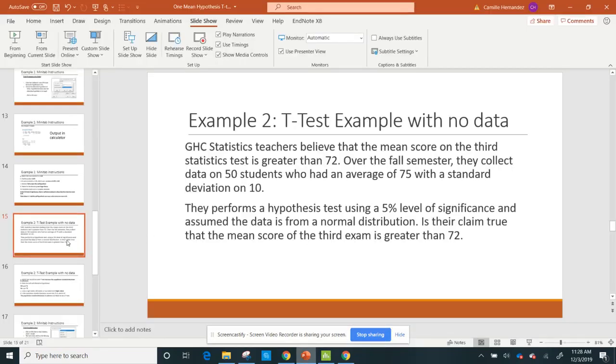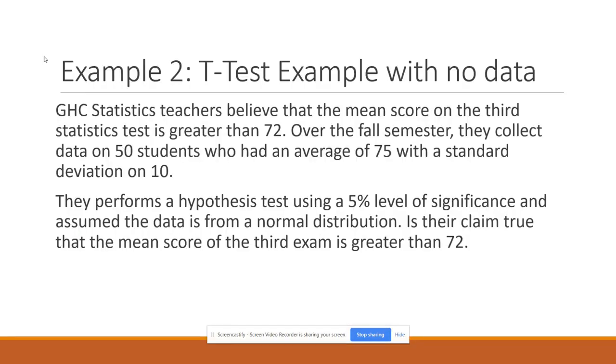So now we're going to keep going and do the second example with the t-test when you don't have data. GHC statistics teachers believe that the mean score on the third statistics test is greater than 72. Over the fall semester, they collected data on 50 students who had an average of 75 with a standard deviation of 10. They perform a hypothesis test using the 5% level of significance and assume that the data is from a normal distribution. Is their claim true that the mean score on the third exam is greater than 72?